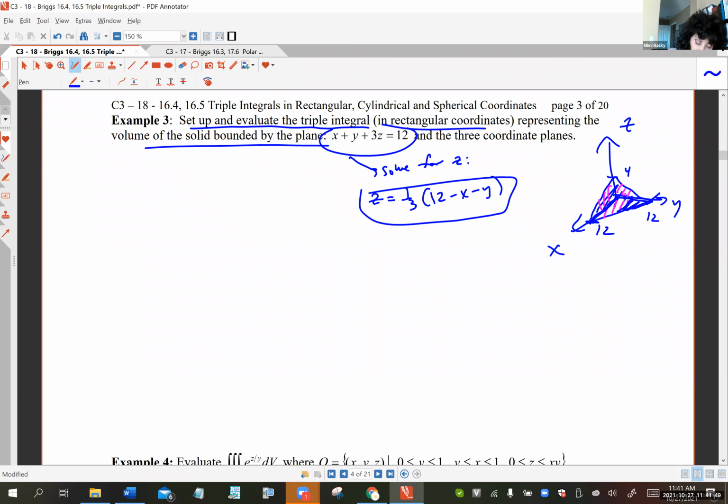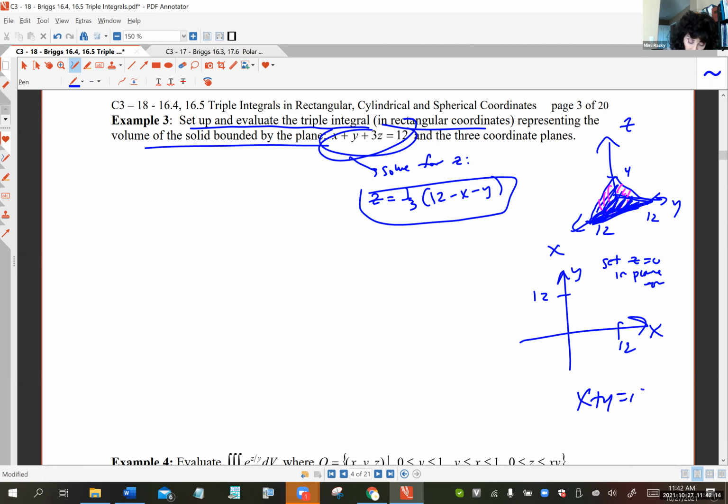If you look at the base of this solid in the xy plane, you want to know what's going on there. I notice I've got a 12 here and a 12 here. Well, how would I know that? Because in the xy plane, you would want to see the trace of this plane as it cuts through the xy plane. So if you set z equals 0 in the plane equation, you will get x plus y equals 12, but that's going to be the trace, y equals 12 minus x. And since it's bounded by the coordinate planes, that means it's bounded by the axes. So this is the base of the solid.